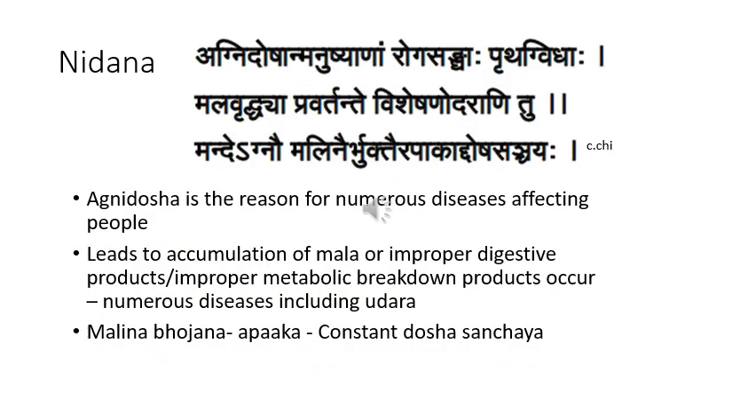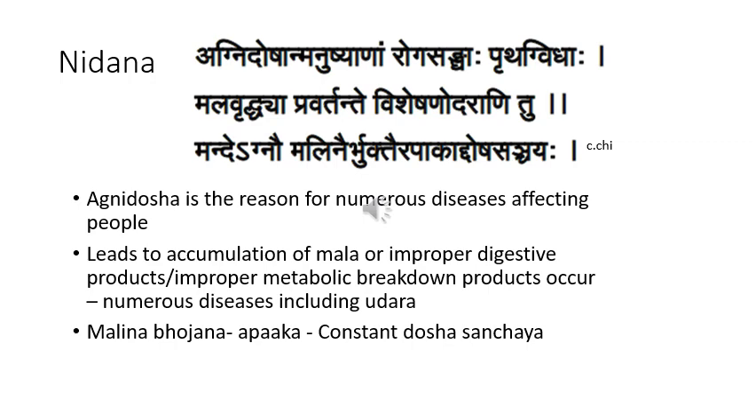Charaka in his Chikitsasthana has repeated all these things in his Nidana: Agni dosha manushyanam roga sankhya. So Agni dosha is the main reason for the different types of roga sankhya, different types of diseases occurring to humans. Malavriddhya pravartante visheshena udaranitu. Malavriddhi is the accumulation of malarupi dosha. That is the reason for all these conditions, especially Udara.